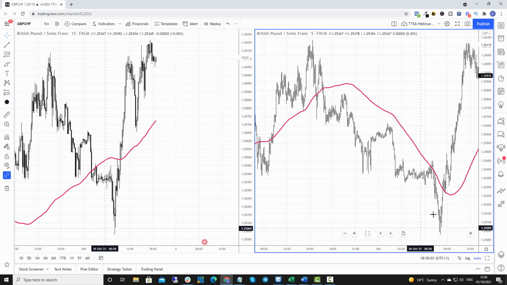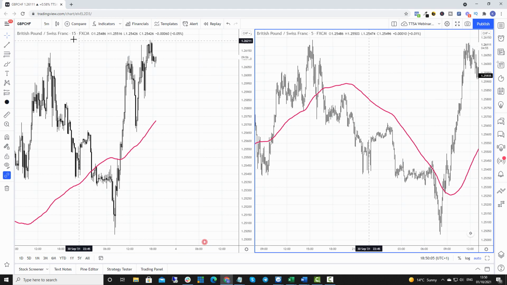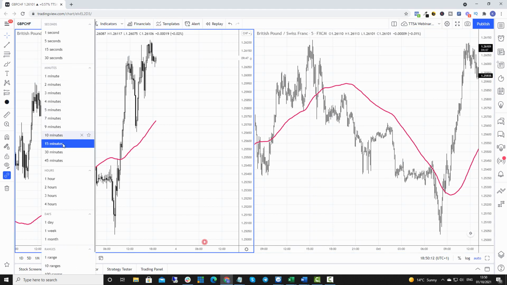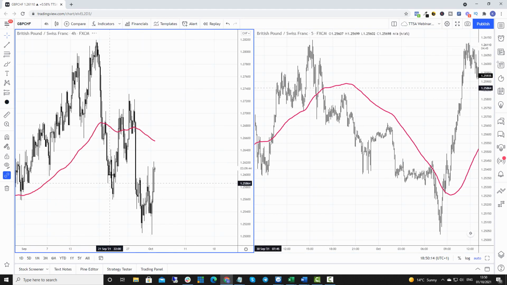Okay, so to first understand why we get our bias, let's change the time frame. Right now we've got the 15-minute on the left, we've got the 5-minute on the right, and this is GBPCHF. But what I want to go to first is the 4-hour time frame on the left. So we've got the 4-hour time frame on the left and the 5-minute time frame on the right.